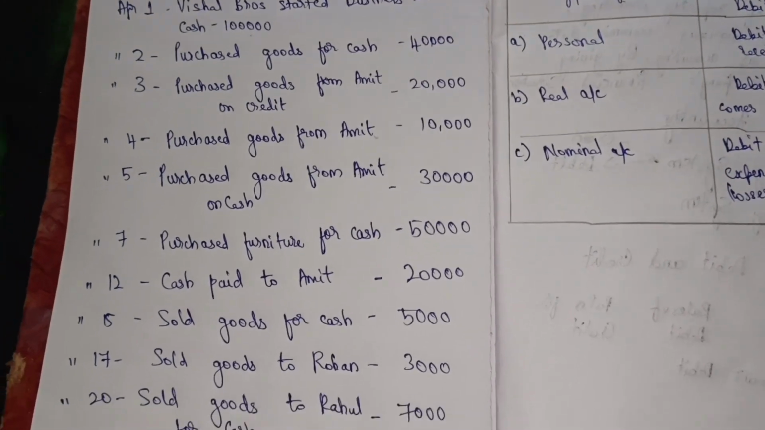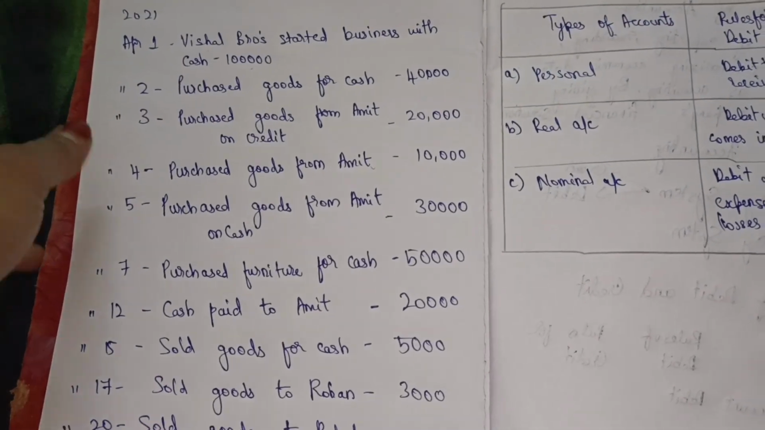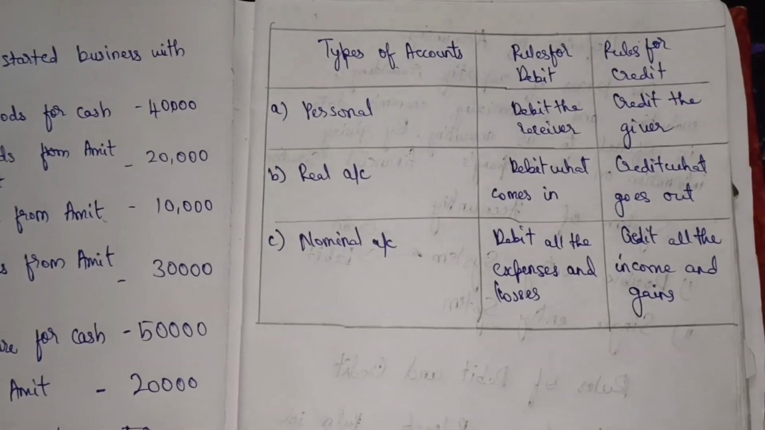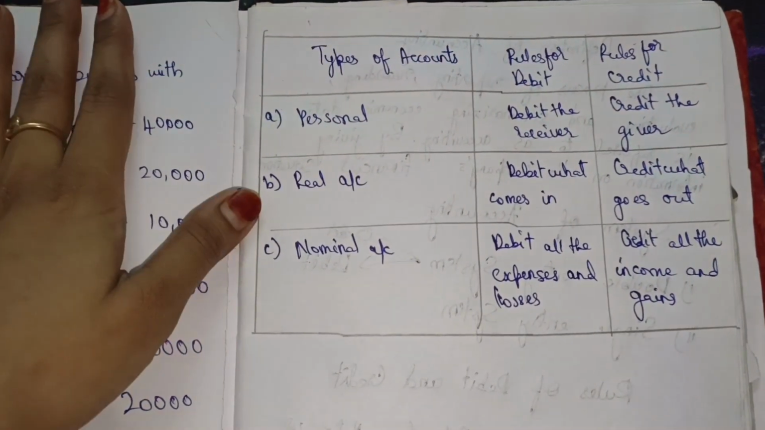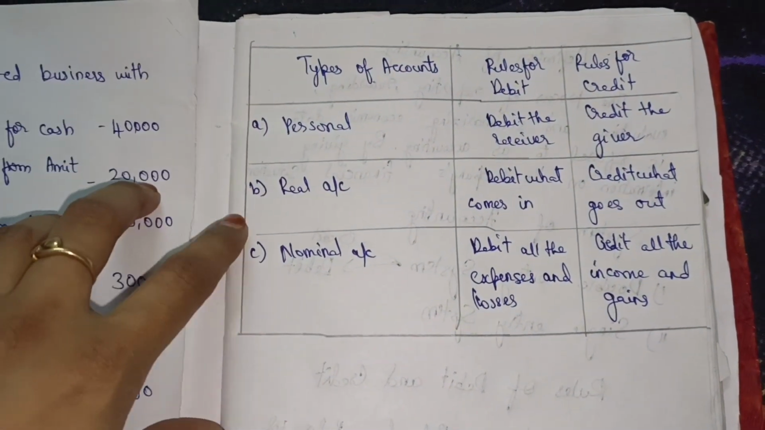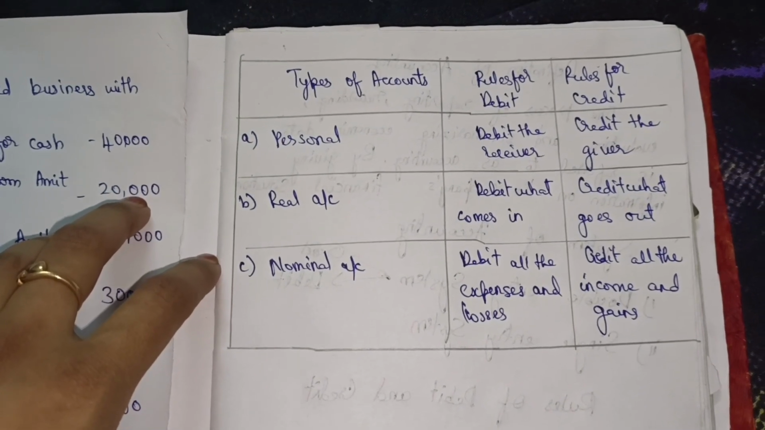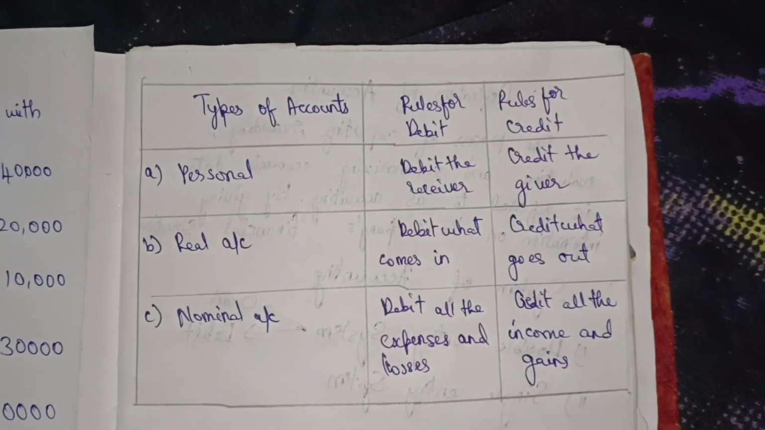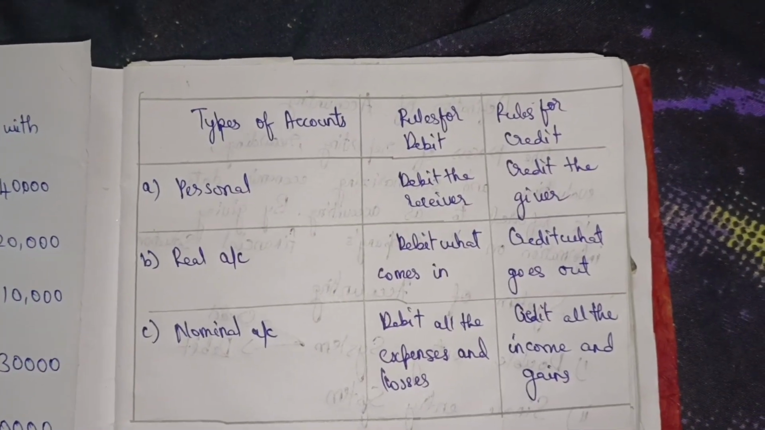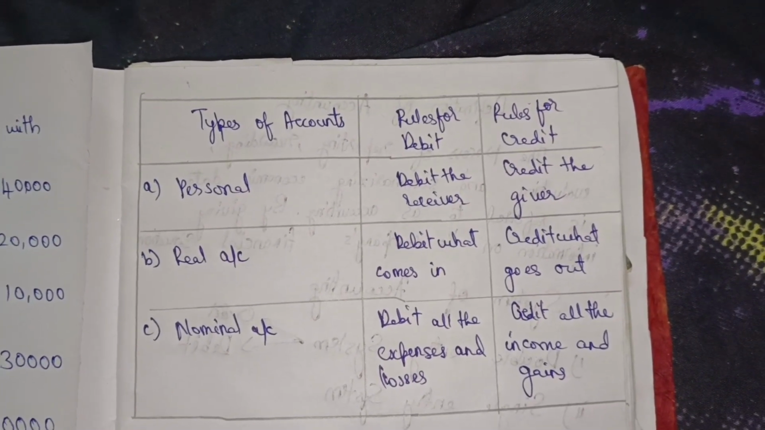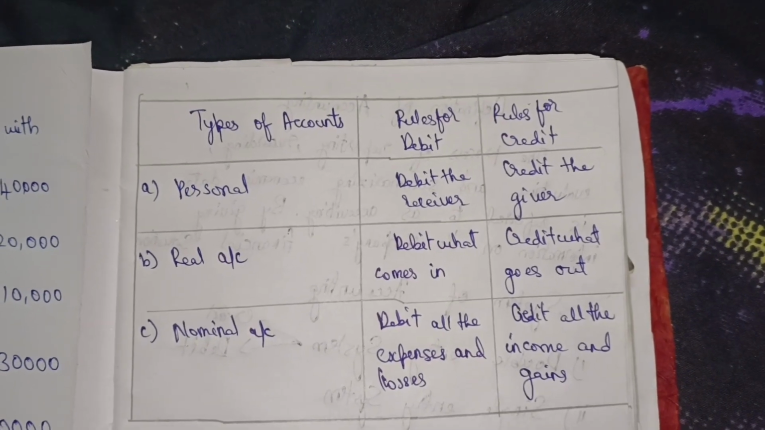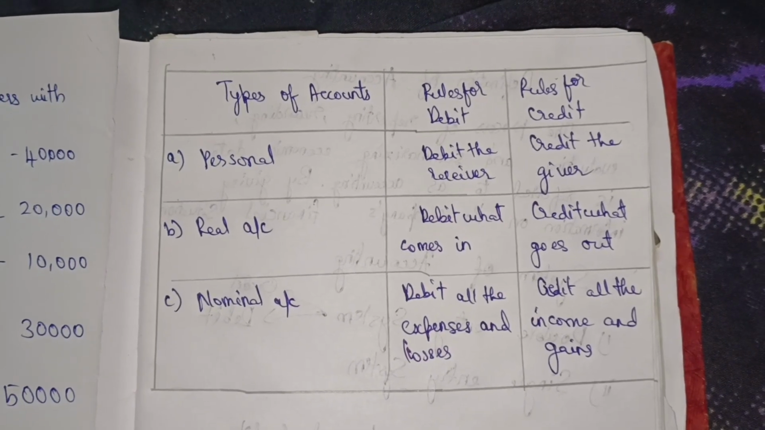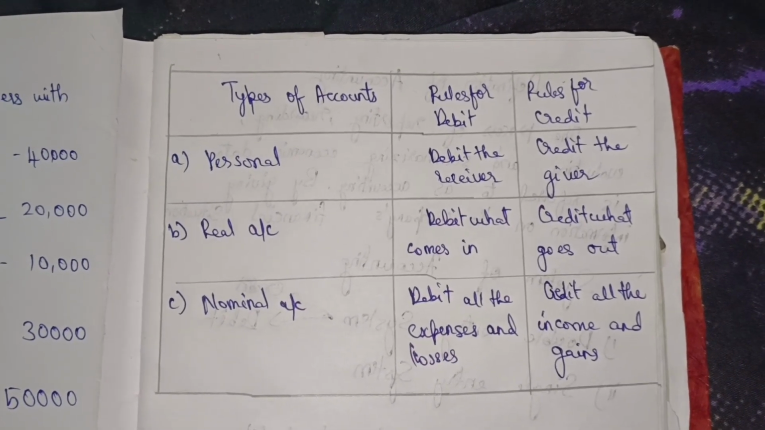So here is the question to pass the journal entries. To pass the journal entries, the basic thing that you need to learn is the rule of debit and credit. So here are the three types of account. One is the personal account, second one is the real account, and third one is the nominal account. So in the personal account, the rule for debit and credit is, debit the receiver, credit the giver. In real account, debit what comes in, credit what goes out. And for nominal account, debit all the expenses and losses, credit all income and gains.